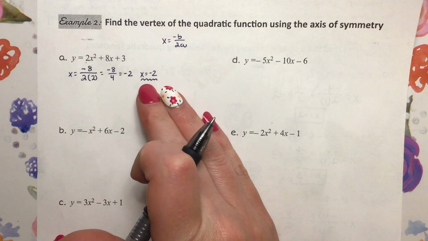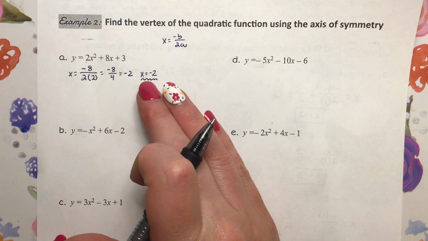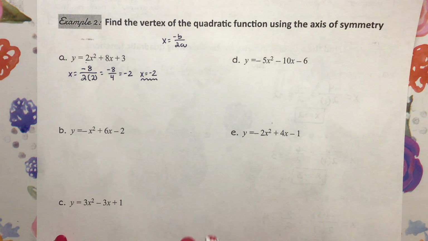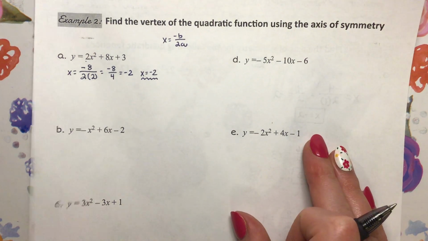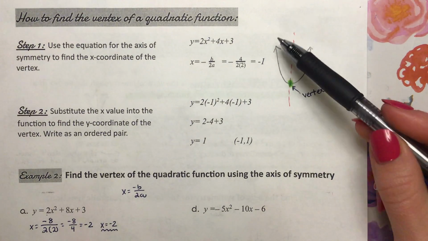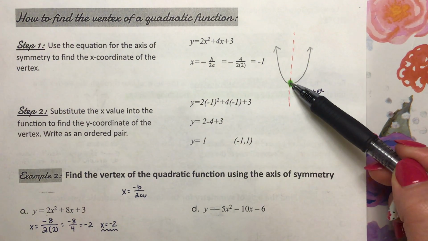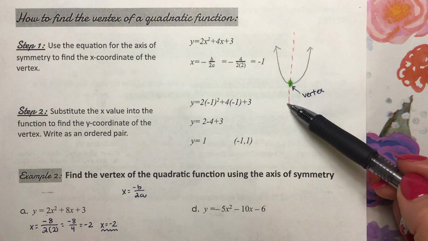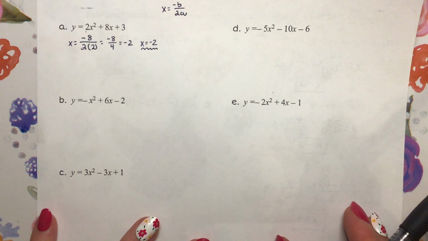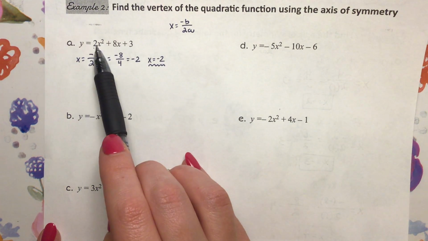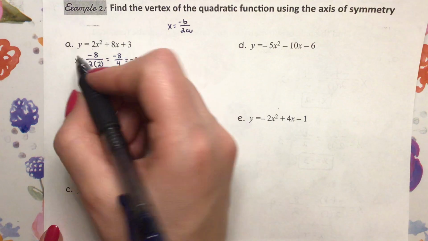This is the axis of symmetry, but now I'm going to use this value and stick it back into the function to figure out what y would need to equal. Because remember up here, we had our axis of symmetry, but the vertex always has to be on it. So if we can find the axis of symmetry, then we can use that to kind of point us in the direction of the vertex. So I'm going to take this x equals negative 2, and I'm going to replace the x up here.